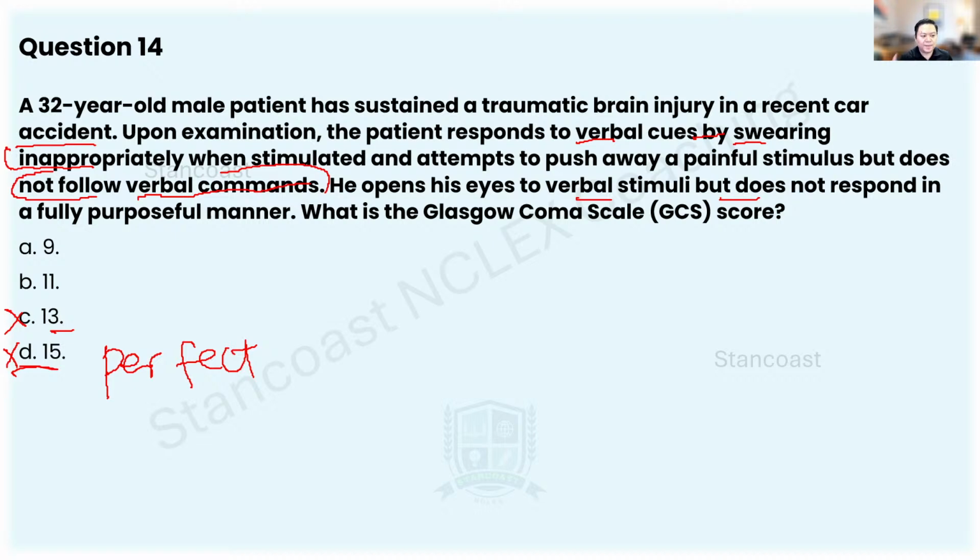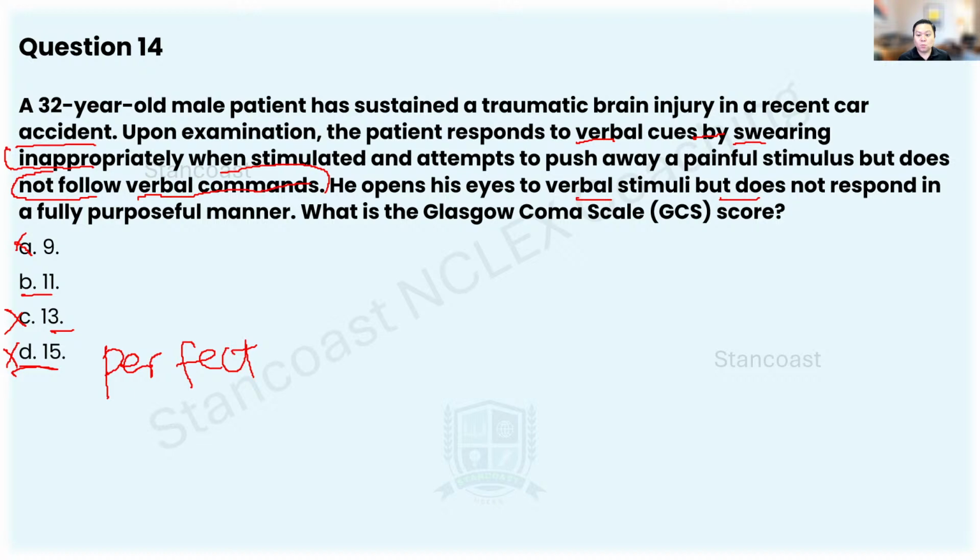What about letter A? 9 Glasgow Coma Scale. Is 9 appropriate, or is that the correct calculation? Well, a GCS of 9 would signify that they are not really opening their eyes, right? Lower eye opening, their verbal responses are actually very poor, and also the motor responses do not align at all with the behaviors that we are reading right now. Okay, so our correct answer here is 11.